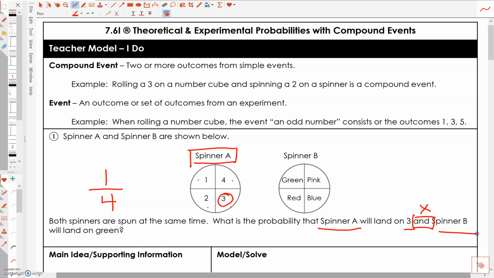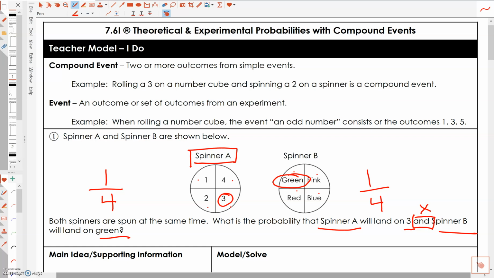For spinner B, it's asking it will land on green. Again, how many are here? There are 1, 2, 3, 4 in total, so 4 goes at the bottom. How many greens are there? There's only 1 green, so 1 out of 4. Now these are pretty easy fractions.